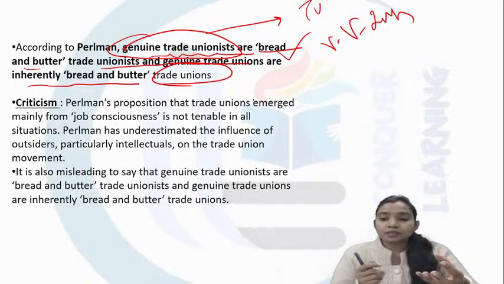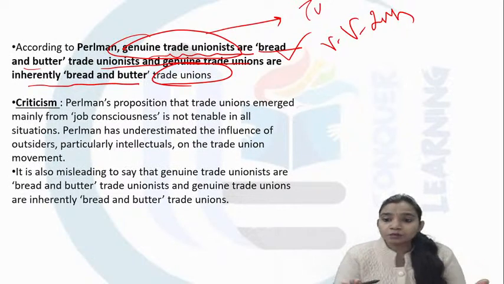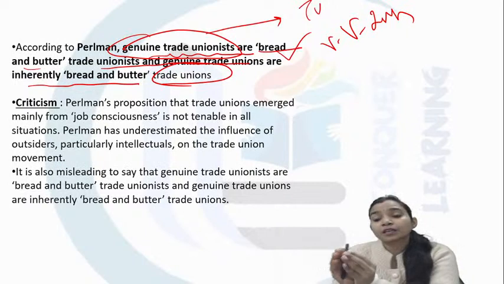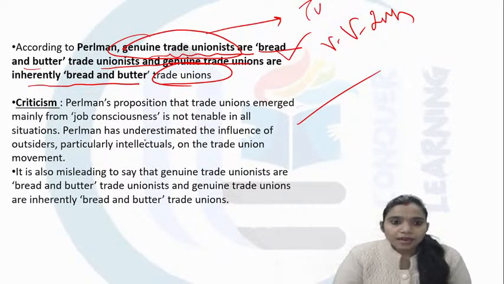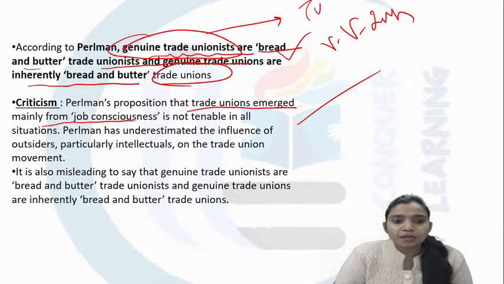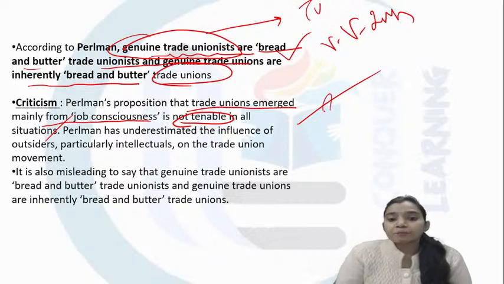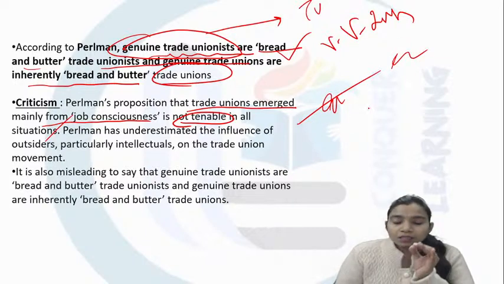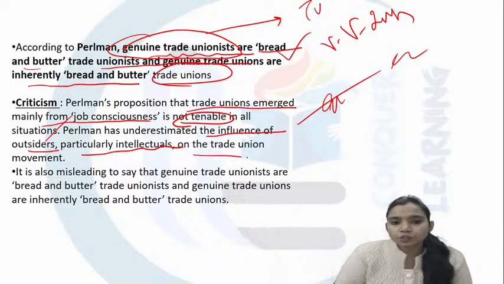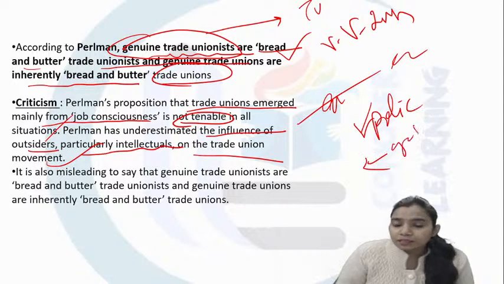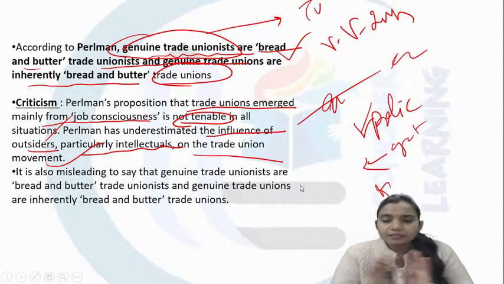A genuine unionist, a member of the trade union who is genuine in nature, can act as the bread and butter of that particular trade union. Criticism. The biggest criticism of Perlman was that his proposition that trade unions emerge mainly by job consciousness is not tenable in all situations. It's not applicable everywhere. What if the employee and employer are in conflict over conditions not related to work? So it's not job consciousness every time. Perlman underestimated the influence of outsiders, particularly intellectuals, on the trade union movement. Outsiders like political power, like the government, like the third party. So he has neglected that.